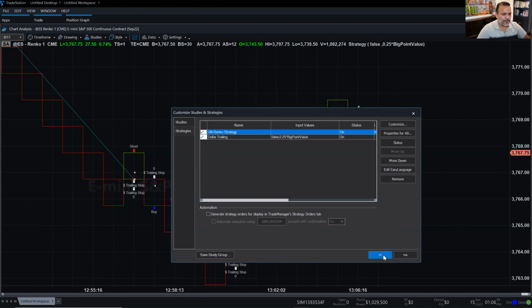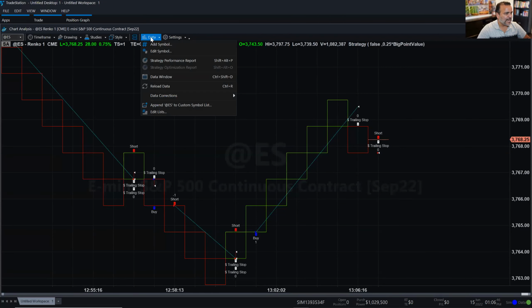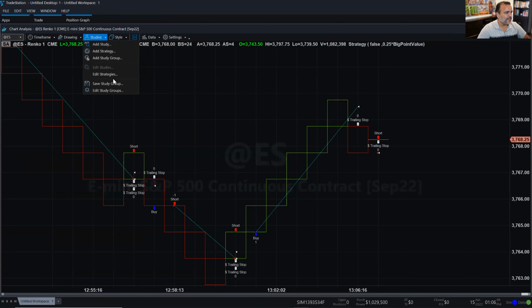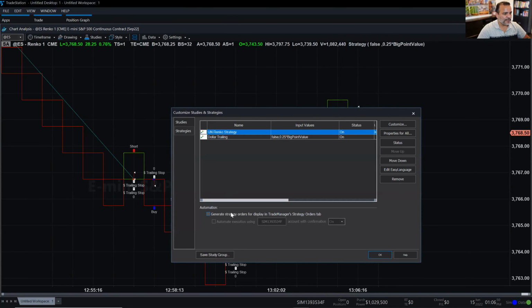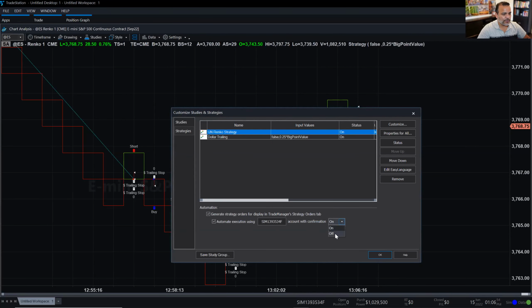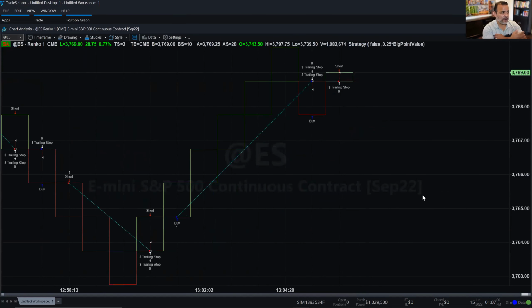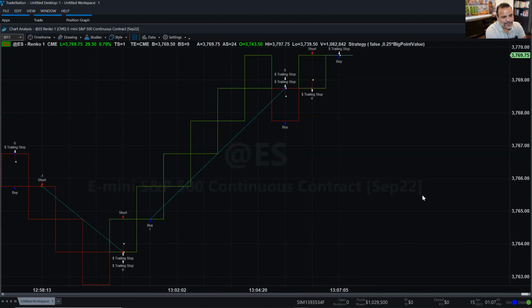What do you guys say we turn on this strategy for automation? So data, sorry, studies, edit strategies. Let's automate execution with confirmation off. Okay, so that's one of the things that you can do on strategies too. Order rejected. Okay, it's rejected probably because remember that has to sync up with what the strategy is doing.